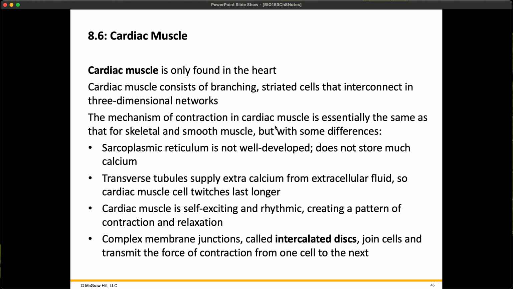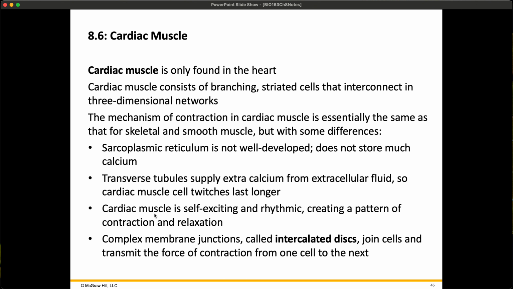The mechanism of cardiac muscle is pretty much the same as skeletal and smooth. The differences are that, again, you don't have a developed sarcoplasmic reticulum, so it doesn't really store much calcium. The transverse tubules supply that extra calcium from the extracellular fluid, and that's where they're getting theirs from. That's why calcium levels are very important in the body, and your body will break down your bones as needed to try and supply calcium to your heart, to your muscles.